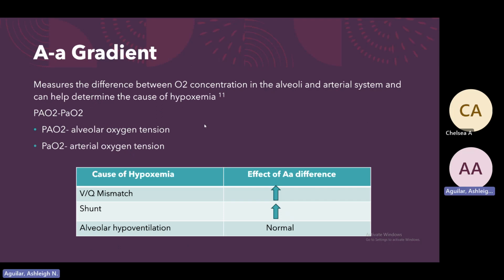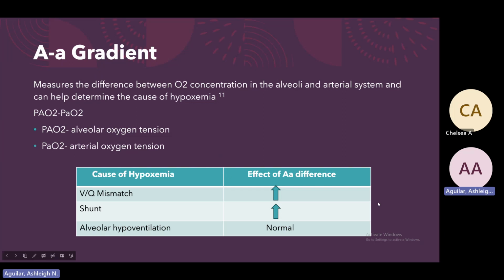We can use the AA gradient to help determine causes of hypoxemia. So the definition is it measures the difference between O2 concentrations in the alveoli and arterial system and can help determine the cause of hypoxemia. So it's PAO2 minus PaO2. Your big A is your alveolar oxygen tension, and your little a is your arterial oxygen tension.